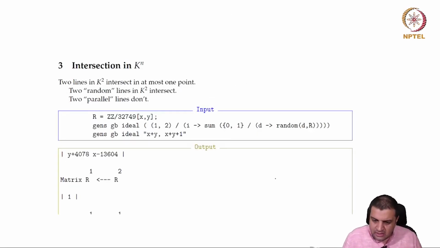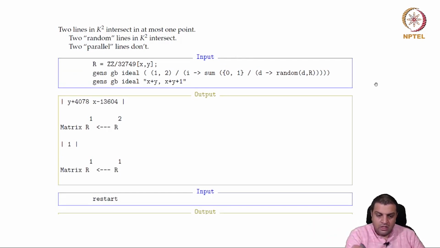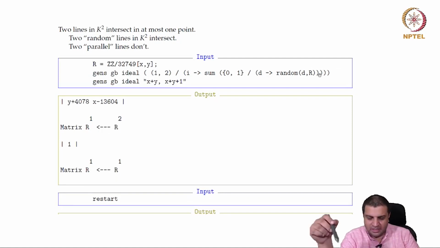So let's look at this Macaulay code. This is just restating whatever we did. So two random lines in K2 will intersect. So what have we done? Here, this is a long way of just generating two random elements. Forget about the GB ideal. What we are concerned about is what this thing between the leftmost bracket and the rightmost bracket does.